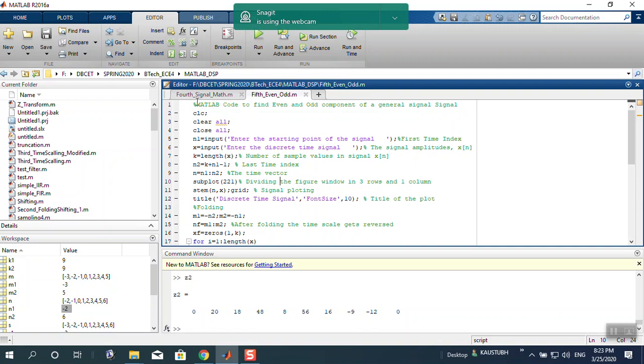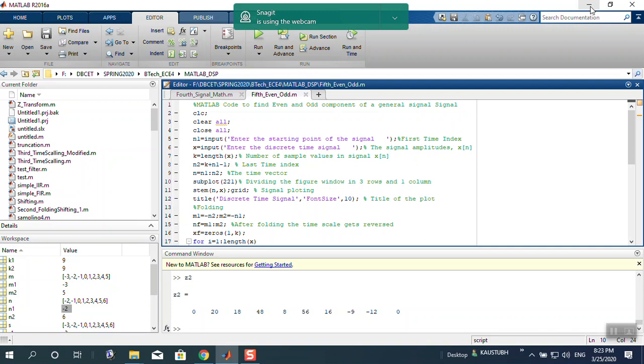As already discussed in the theory class, based on the symmetry, the signal can be an even symmetric signal, an odd symmetric signal, or a general signal. Even symmetric means x of n is equal to x of minus n. Odd symmetric means x of n is equal to minus x of minus n. And a general signal means one which consists of both odd and even components.